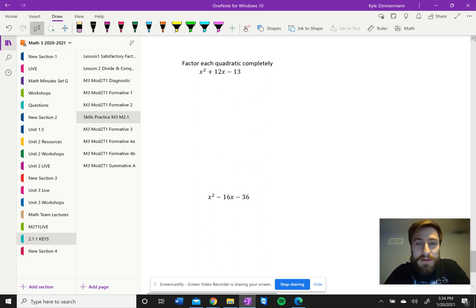Hey team, today we're going to look at a skill: factoring quadratics using an area model. Let's go ahead and dive on in.